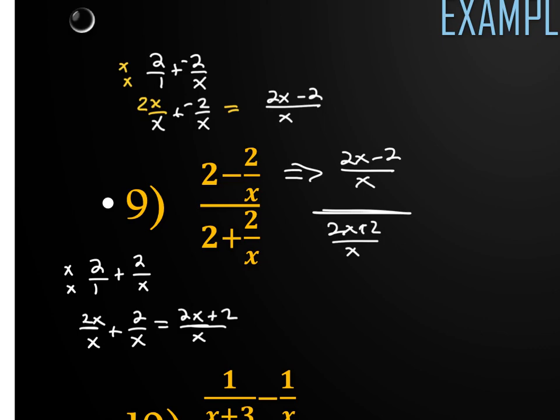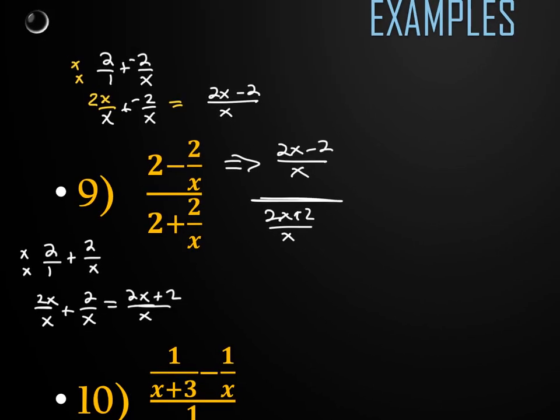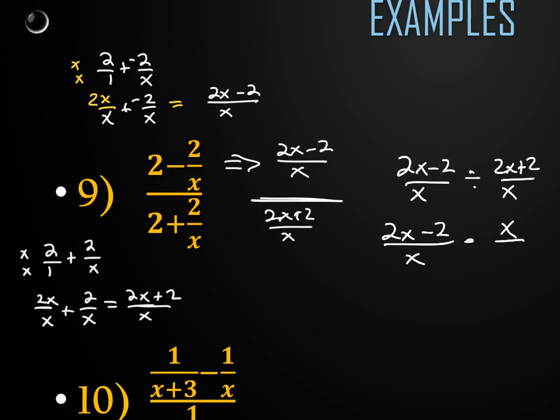So now let me go ahead and set up my division problem. I'm doing 2x minus 2 over x divided by 2x plus 2 over x. Keep change flip. Minus 2 over x times x over 2x plus 2.